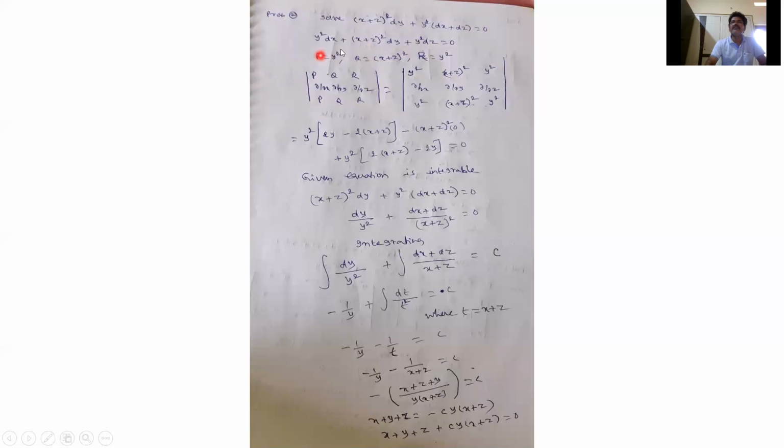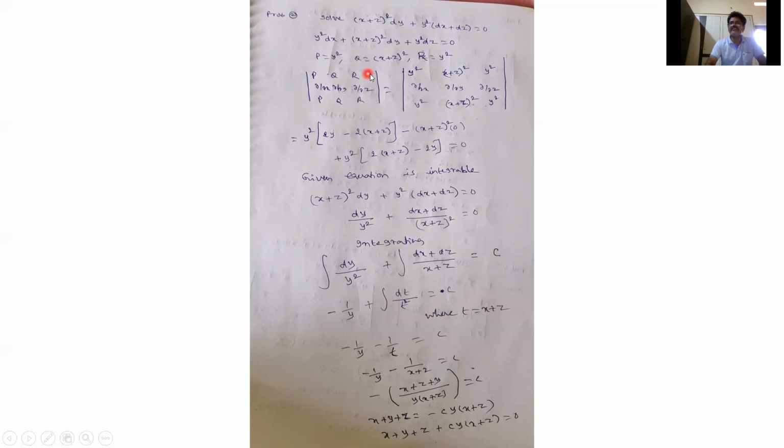So y² dx plus y² dz plus (x + z)² dy. Comparing with P dx + Q dy + R dz = 0, we get P = y², Q = (x + z)², R = y².